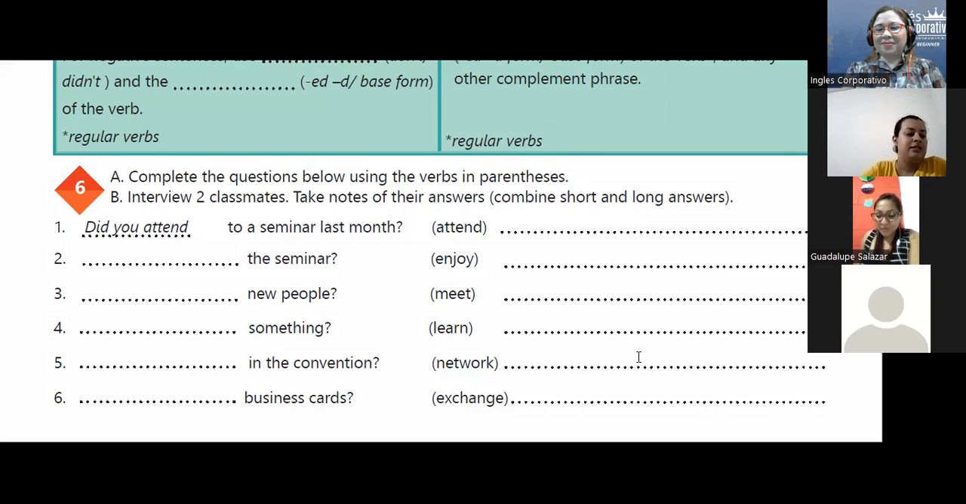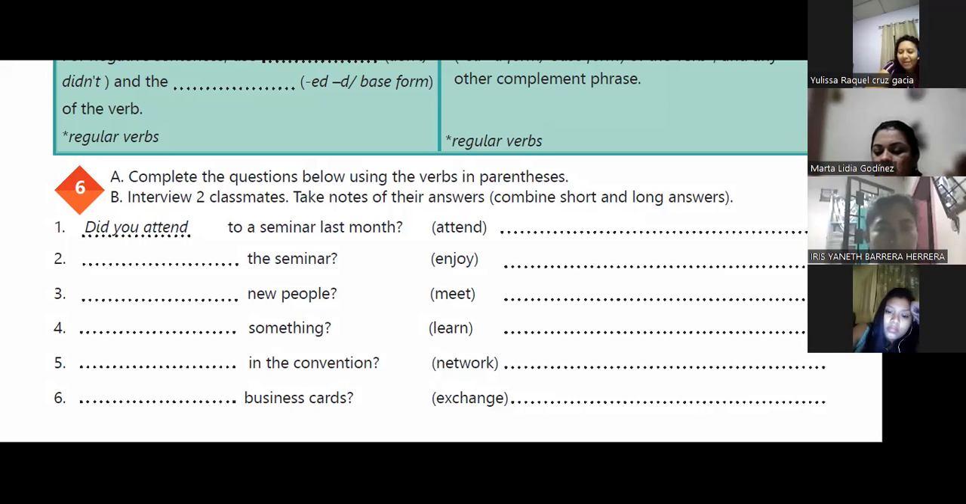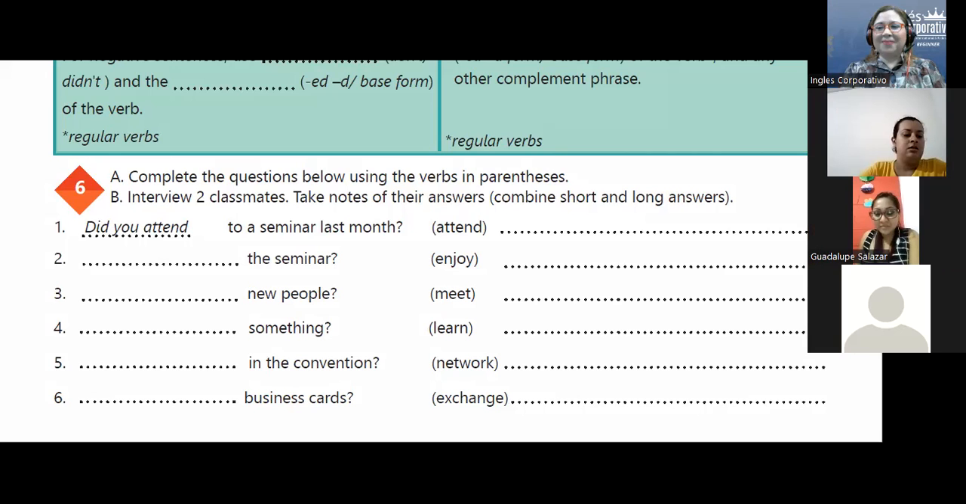Did you network in the convention? Yes, I did. Teacher, ¿cómo sería el verbo en tiempo pasado? Yes, I networked. Teníamos una duda de esa palabra, network, porque ayer no nos quedó muy claro qué significaba. Network is to make relations or to establish relations through the social networks, okay? A través de las redes. A ver si usted se mete y hace amistades en las redes.